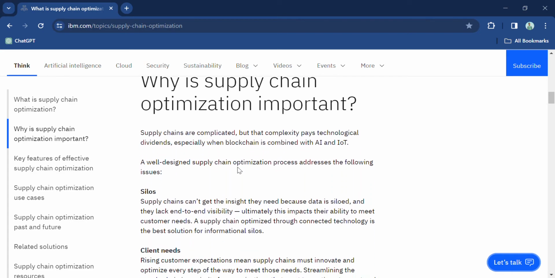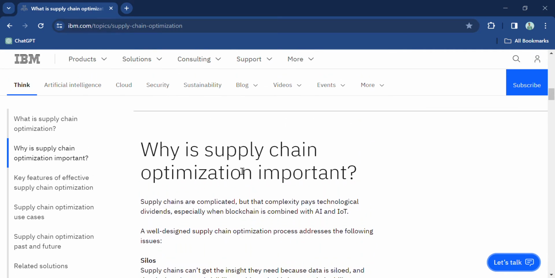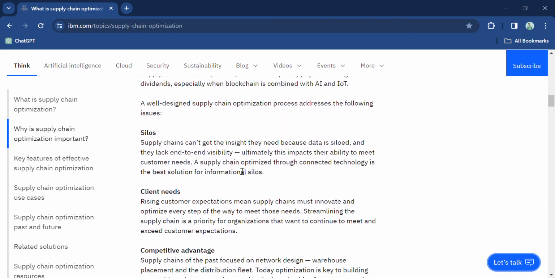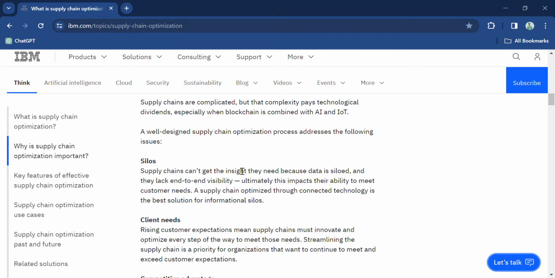What is supply chain optimization? Why is supply chain optimization important? Supply chains are complicated, but that complexity pays technological dividends, especially when blockchain is combined with AI or IoT. A well-designed supply chain optimization process addresses the following issues.